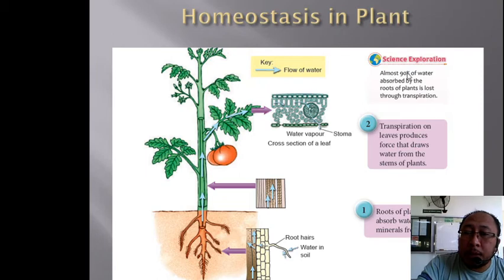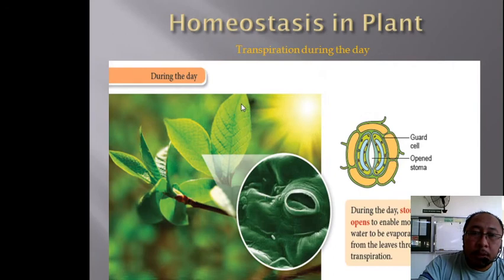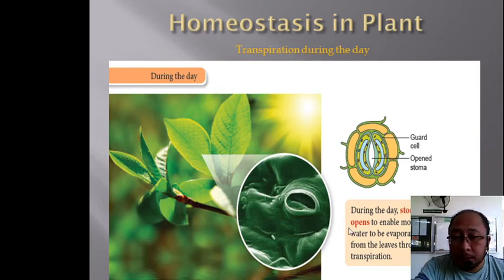Here, almost 90% of the water absorbed by the roots of the plant is lost through transpiration. Roots of plants absorb water and minerals from the soil. Transpiration on the leaf produces a force that draws water up from the stem of the plant. Transpiration occurs during the day.